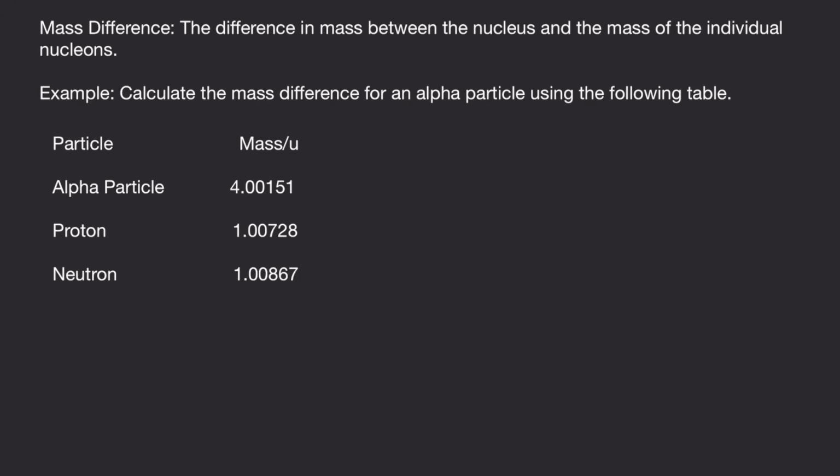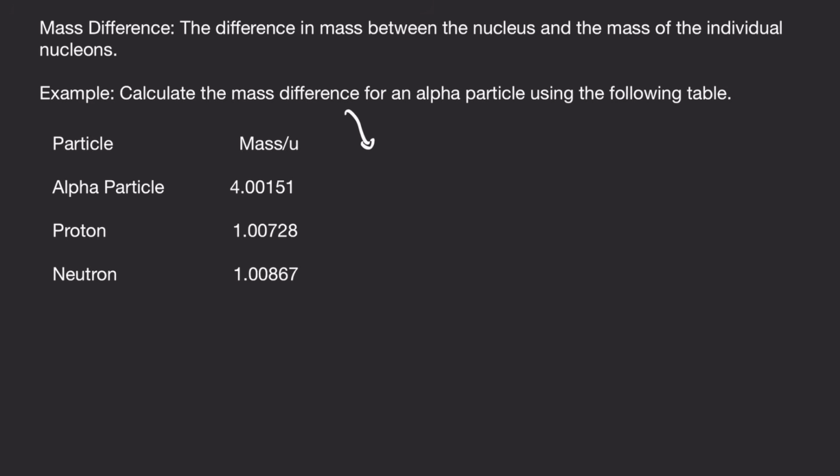This is simply the difference in mass between the nucleus and the mass of the individual nucleons. I often take the mass of the individual nucleons and then take away the mass of the nucleus, as it will just give me a positive number. Let's calculate the difference using the following table. We have an alpha particle and we're given the mass in unified atomic mass units. And then we have some protons and some neutrons.